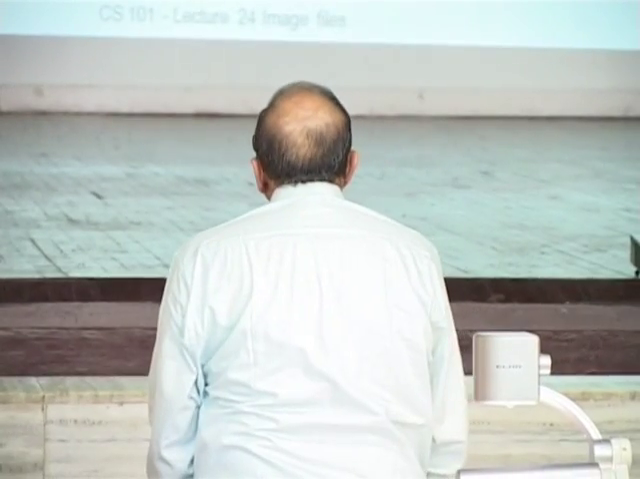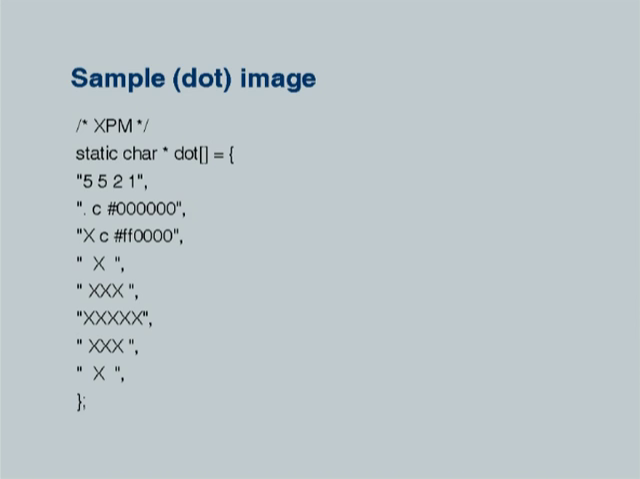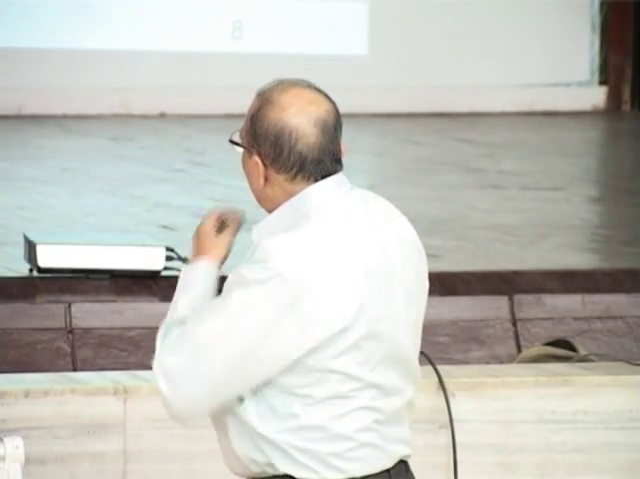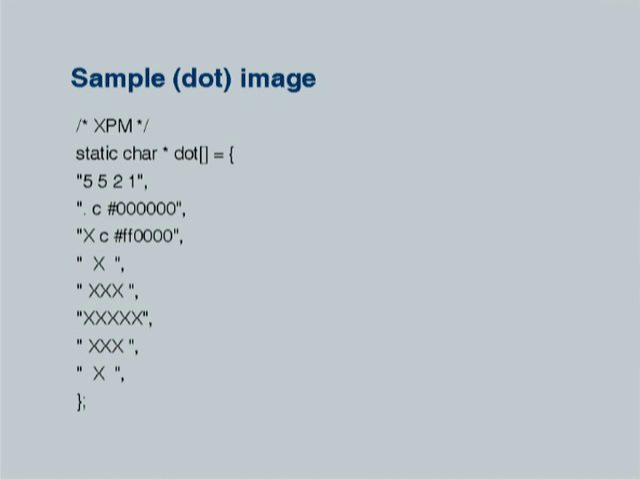So here you can see there is a first string which says slash star XPM star slash. Notice that this is a C comment, so it will be written as a C comment. The next one says static char star dot equal to. So dot is the name of the image. It is a character pointer. Character pointer, as I had mentioned earlier, every character array actually represents a character pointer. So dot represents an image which could be any number of bytes long depending upon width and height.